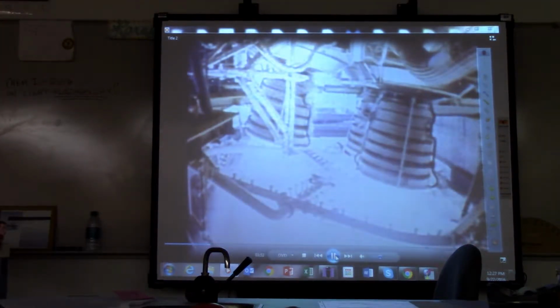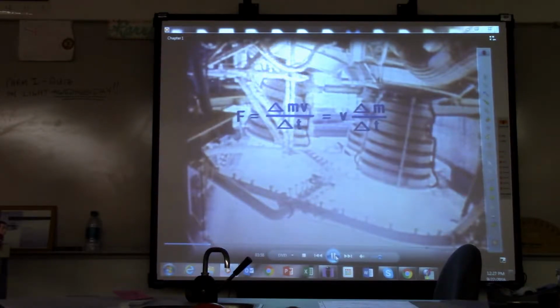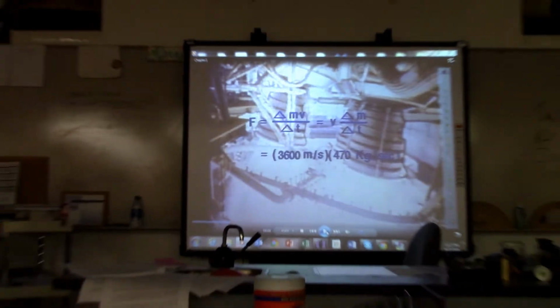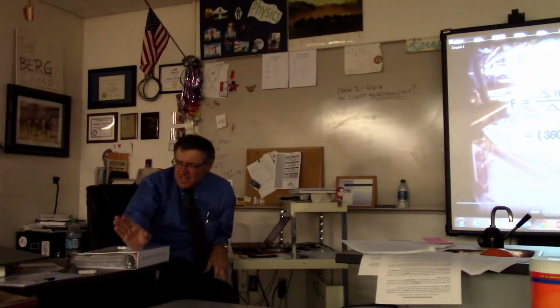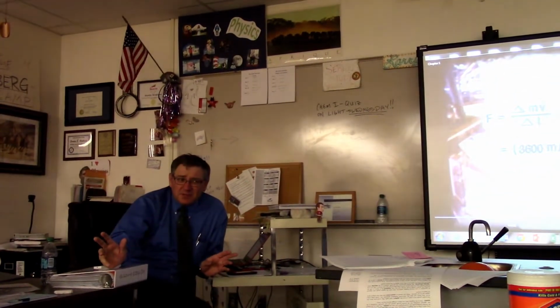Newton's second law of motion, expressed in terms of momentum, can be used to find the magnitude of the thrust produced by a single space shuttle main engine. We'll talk about that equation later. The propellant gases are being ejected at a velocity of 3,600 meters per second, and at a rate of 470 kilograms per second. Now, to give you some idea, the speed of sound is about 330 meters per second. So this gas is being ejected at about Mach 10, about 10 times the speed of sound.